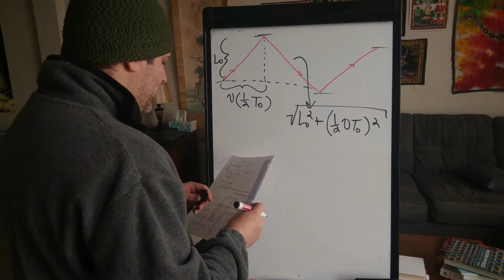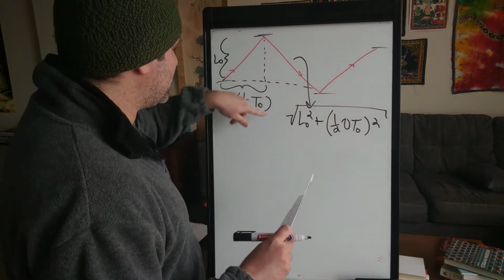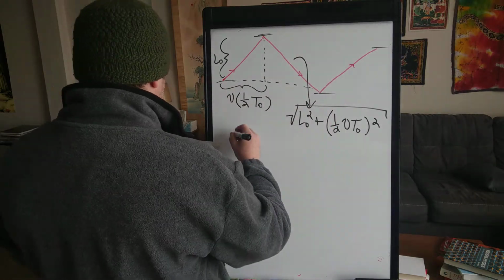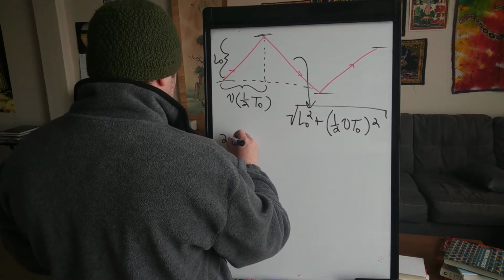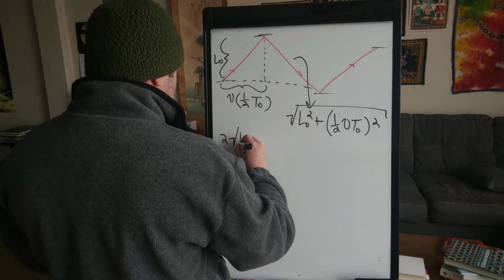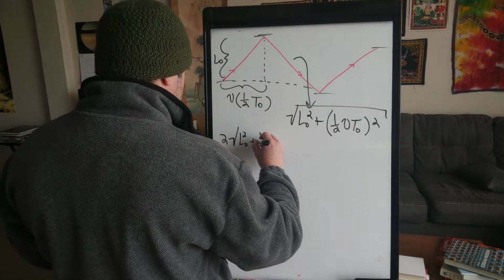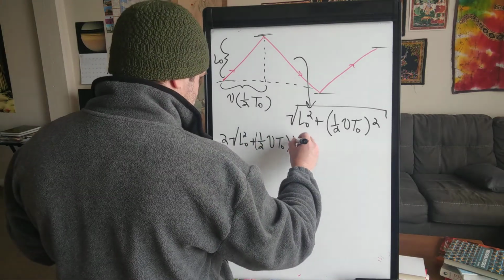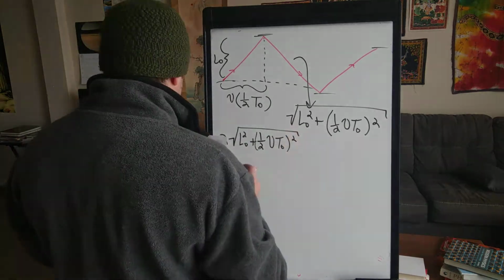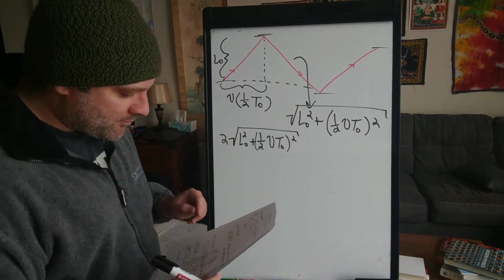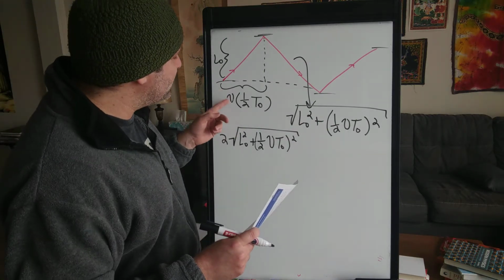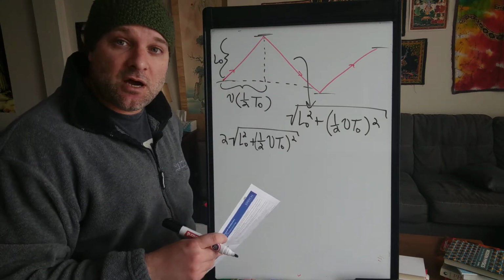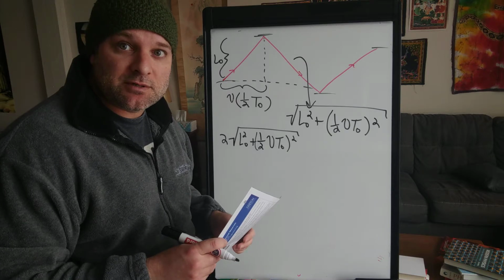Okay. Now keep in mind that this is for a 1/2 tick. So if we want the distance in 1 full tick, that is going to be 2 times the square root of L0 squared plus (1/2 v t) squared. Okay. So this is the total amount of distance that light pulse has moved from the perspective of the unmoving observer.